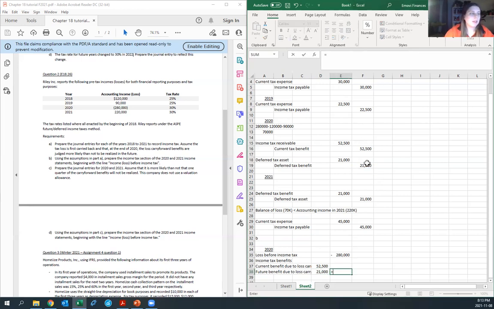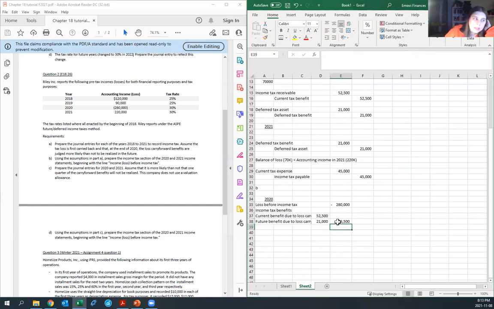So if you add them together, you have total benefits of $73,500, which should be equal to $280,000 times 30%. No? Oh no, because it's a different tax rate. Forget what I just said. And then your net loss for 2020 is going to be your $280,000 minus your $73,500.